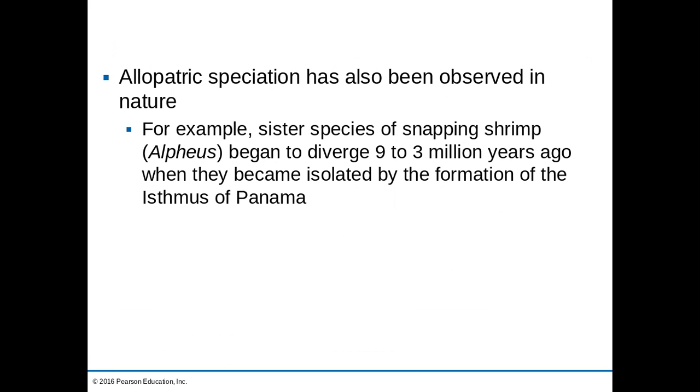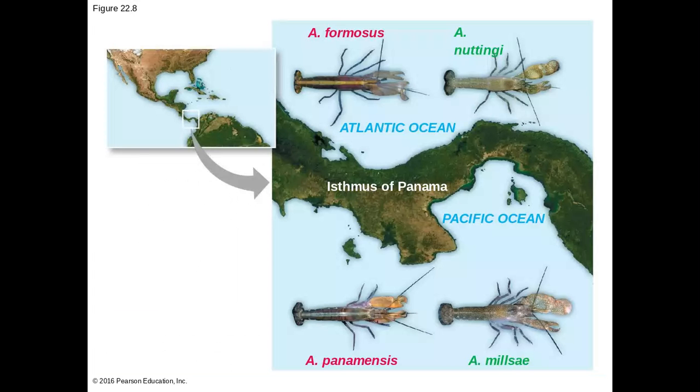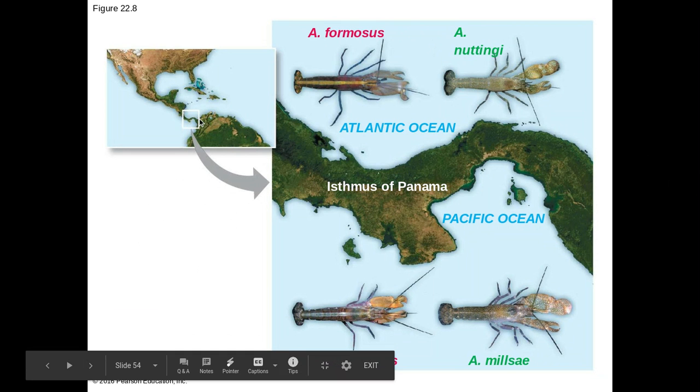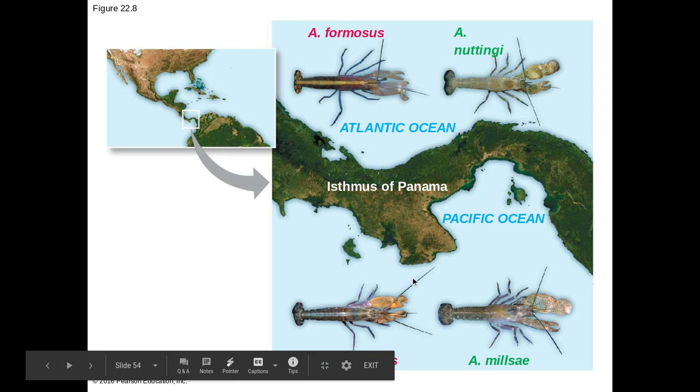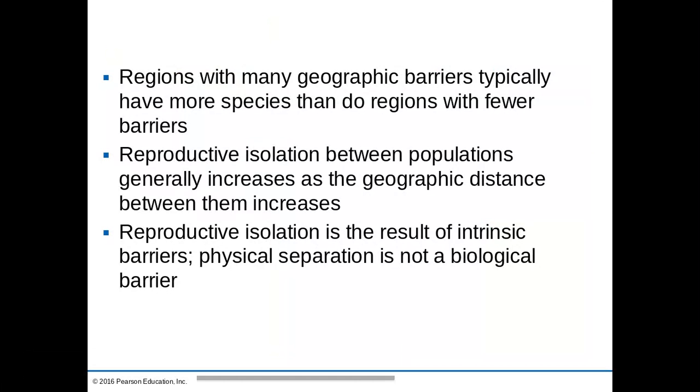We've also seen this in nature. So we observed some snapping shrimp that were sister species, but when they became isolated by the Isthmus of Panama, they were no longer able to interact with each other. So this tiny isthmus arose, which prevented them from crossing between these two, and they evolved to have different populations. Therefore, we found that areas that have many geographic barriers, like lots of mountains or water barriers, have more species than regions with fewer barriers. And essentially, if you increase the geographic distance between species, that reproductive isolation increases.